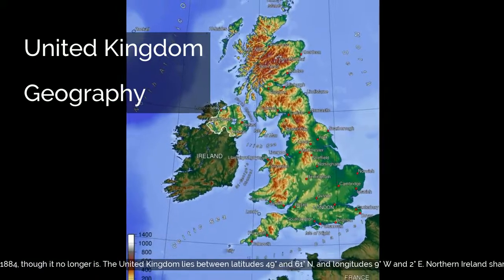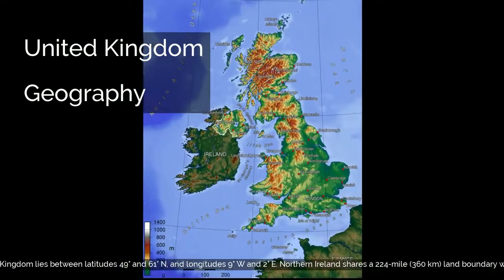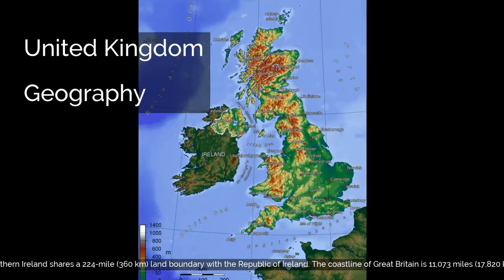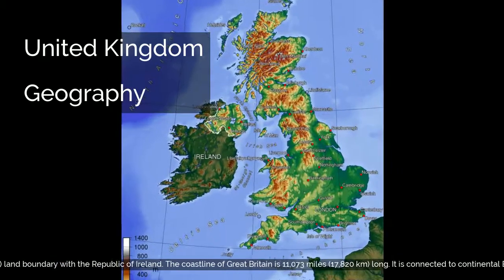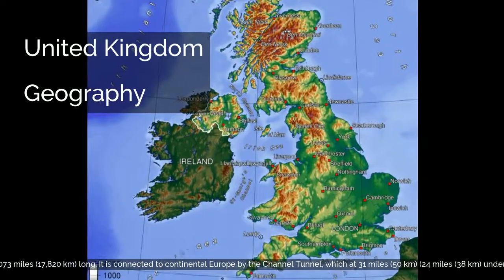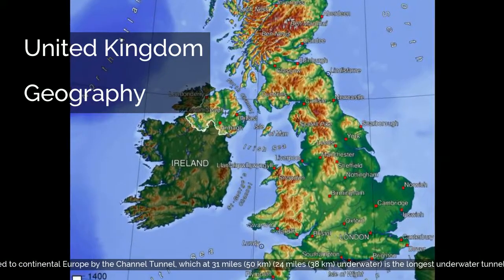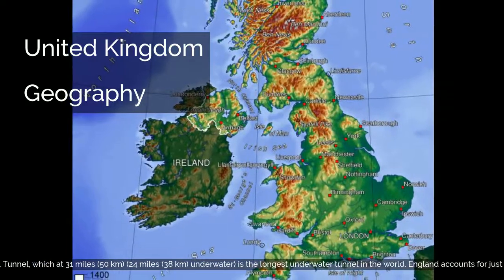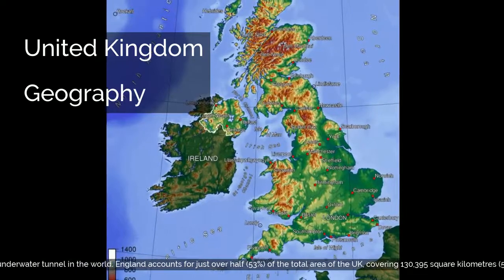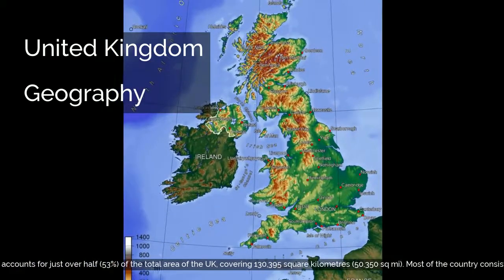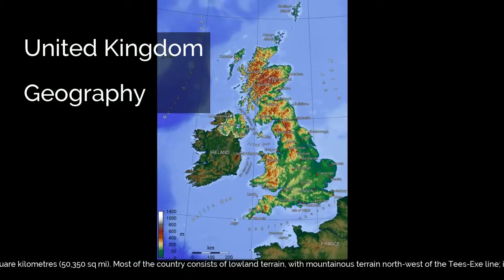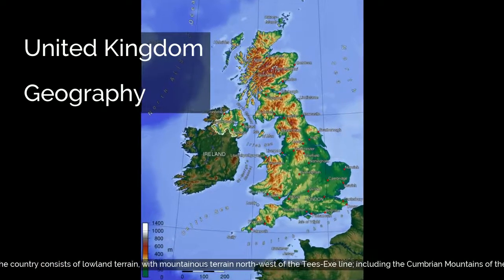The United Kingdom lies between latitudes 49 degrees and 61 degrees north, and longitudes 9 degrees west and 2 degrees east. Northern Ireland shares a 224-mile, 360 kilometers, land boundary with the Republic of Ireland. The coastline of Great Britain is 11,073 miles, 17,820 kilometers, long. It is connected to continental Europe by the Channel Tunnel, which at 31 miles, 50 kilometers, with 24 miles, 38 kilometers, underwater, is the longest underwater tunnel in the world.